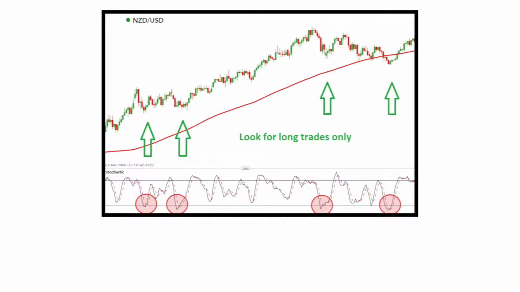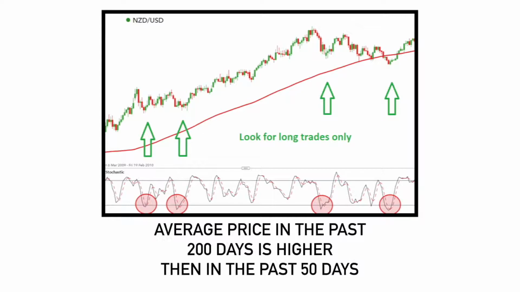If the 200-day moving average is above the 50-day moving average, this means that the average price of the past 200 days is higher than the average price of the past 50 days, which means that the stock has been trading lower recently than it has in the past, which is why it's in a downtrend.